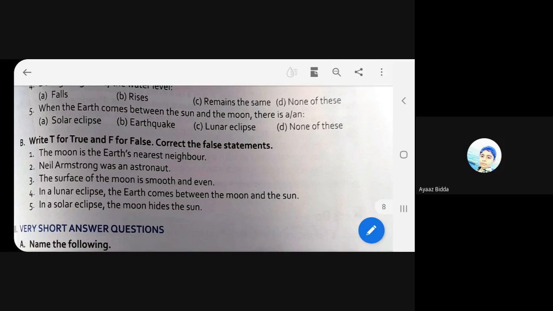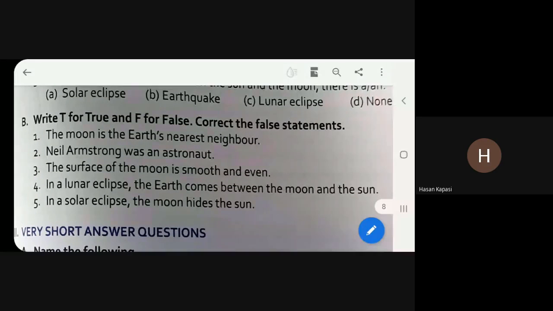When the earth comes between the sun and the moon, which kind of eclipse is there? Lunar eclipse. Very good. Now, the true or false questions. The moon is the earth's nearest neighbor. True. Neil Armstrong was an American astronaut. Yes, true. So it's also true.